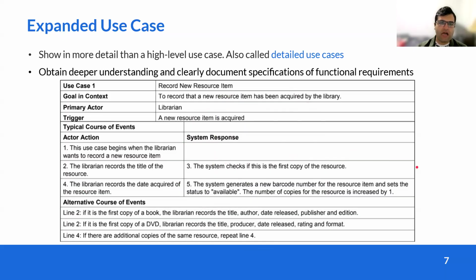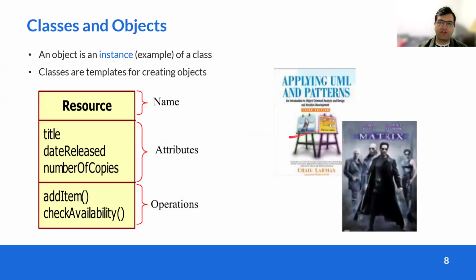How exactly does this use case work? So we move next to classes and objects. An object is an instance of a class. So classes are basically templates.